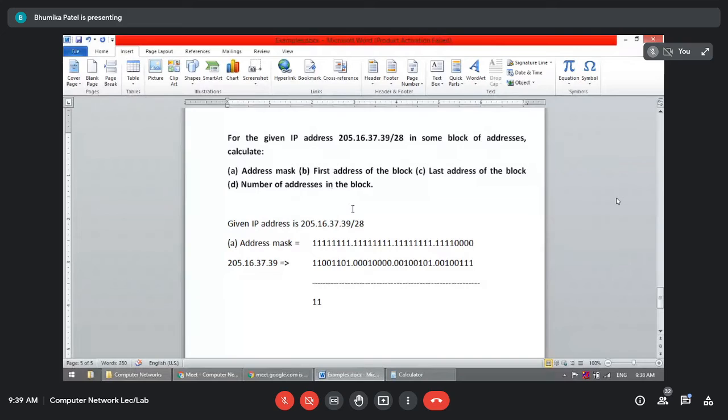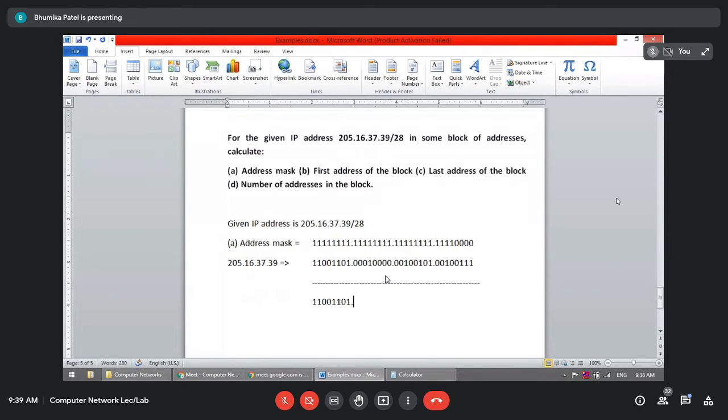To get the first address. Okay, so now 1 and 0, so it will be 0. If any one of them is 0, the answer will be 0. Then it is 0. Both are 1, so 1 1 0 1.